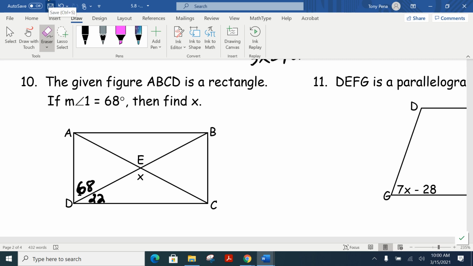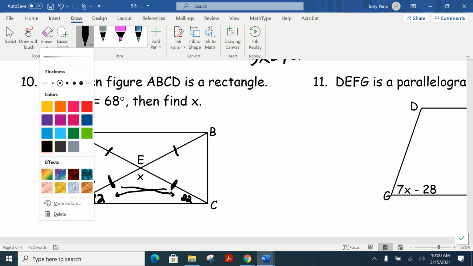Good. So we've already kind of talked about this a little bit. When we do this, notice how we get 1, 2, 3, 4 triangles. They're all isosceles triangles. It's like we did earlier when we did those rectangles. So because this side is congruent to this side, we know this angle is 22. So what he said is we know this angle here must be 22.